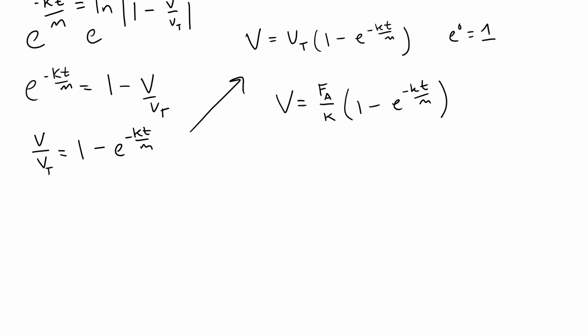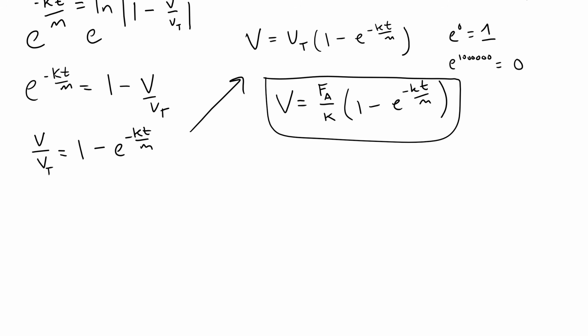However, what's interesting about e is when you have e to some really, really big negative number, it's basically just going to give you 0. And so as time gets large, this whole term will go away, and what you'll have is Fa over k, or the terminal velocity, times 1. And so the velocity approaches the terminal velocity.